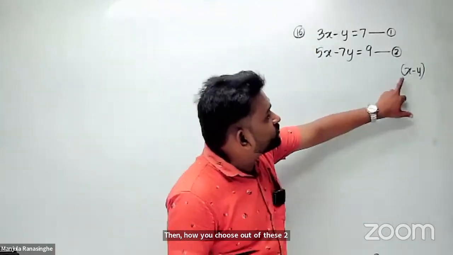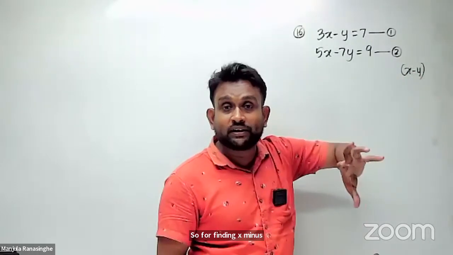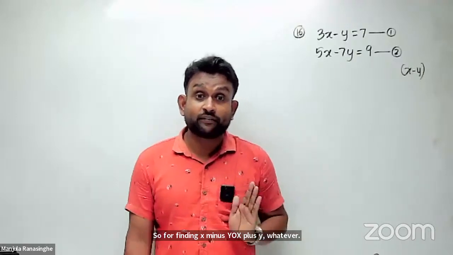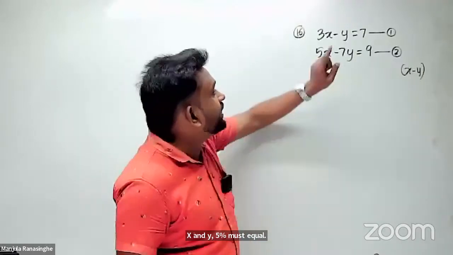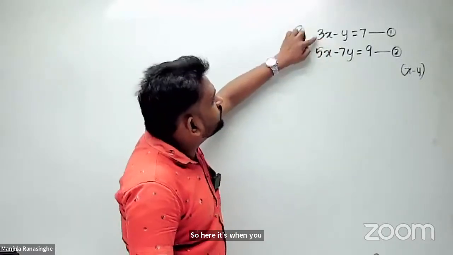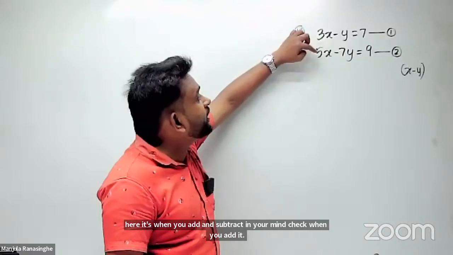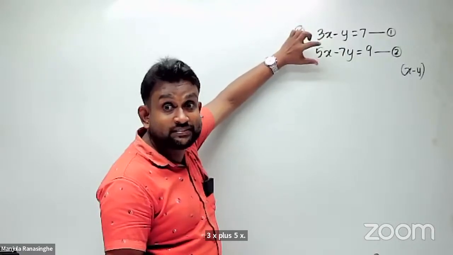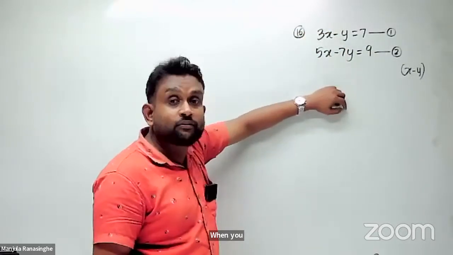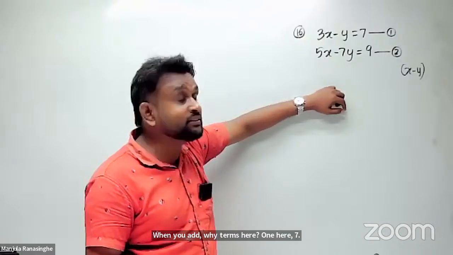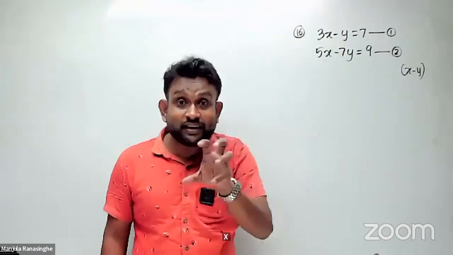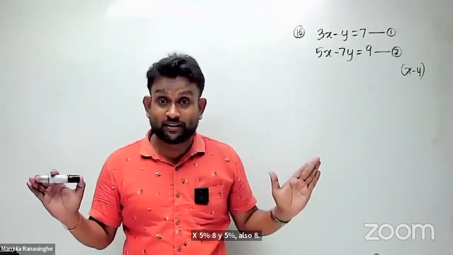So for finding x minus y or x plus y, the x and y coefficients must be equal. Here, when you add 3x plus 5x, 3 plus 5 is 8, so the coefficient of x is 8. When you add the y terms, here 1, here 7, 7 plus 1 is also 8. Now you see the x coefficient is 8 and the y coefficient is also 8: 8x, 8y. Then you can solve for x minus y.